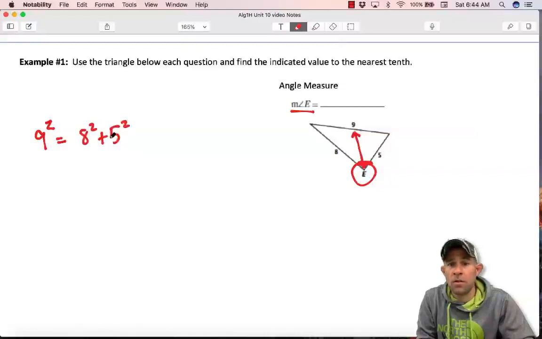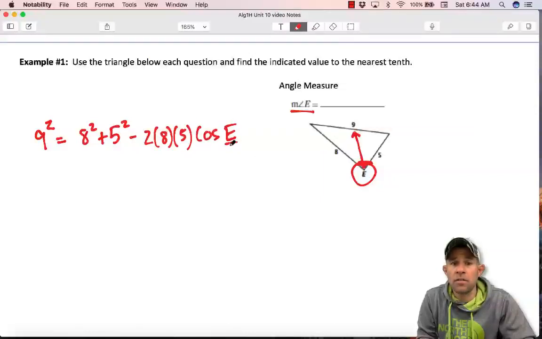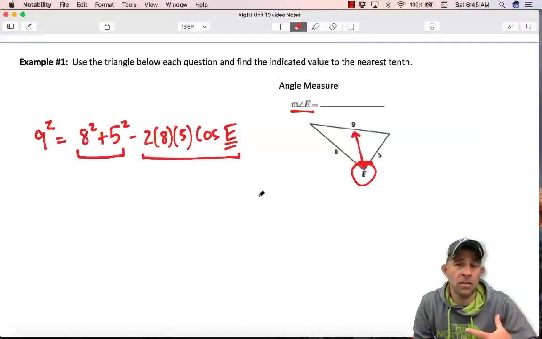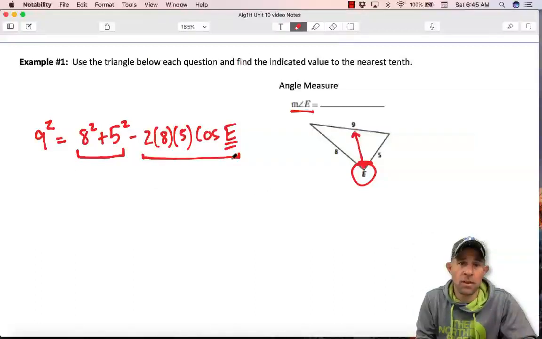So I'm going to say 8 squared plus 5 squared minus 2 times 8 times 5 times the cosine of angle E. So here is my variable now. And if we take a look at this right side of the equation here, I have two chunks. I have this 8 squared plus 5 squared, minus this 2 times 8 times 5 times a variable. So I do have to be careful now. I can't just substitute all of this into my graphing calculator at once. I'm going to have to do this one in chunks.